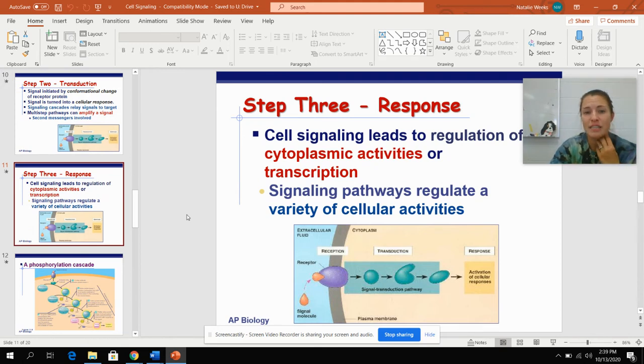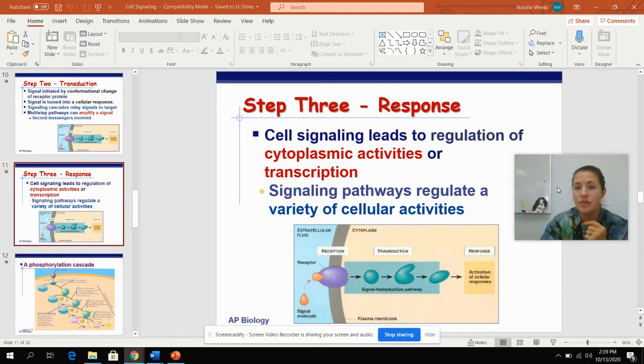Step 3 is going to be our response. So this signaling leads to regulation of cytoplasmic activities. So these are things that happen in the cytoplasm. So think activating the rough ER to make something for the smooth ER, something like that, or transcription. So remember, transcription is when we are activating genes, turning them on or turning them off, saying, hey, you should probably start making that thing, or hey, you should probably stop making that thing. Lots of different things can happen.